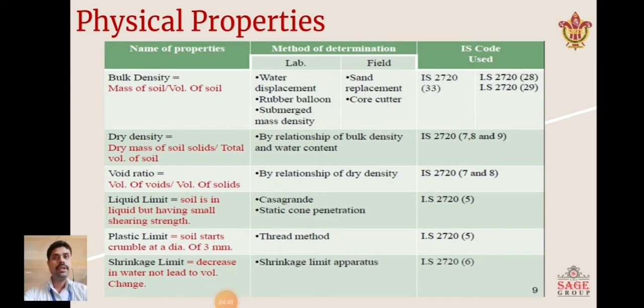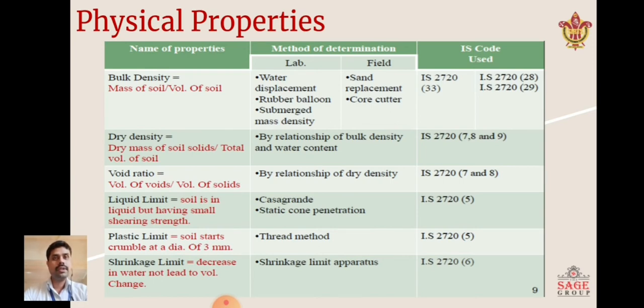The next physical property is bulk density, which is known by mass of soil upon volume of soil. There are also two types of methods for determination of bulk density of soil, that is lab and field. In lab, there are water displacement, rubber balloon, and submerged mud density. These three are the laboratory experiments performed to know the bulk density of soil. The field tests are sand replacement and core cutter method. These two methods are used for knowing the bulk density of soil in the field.